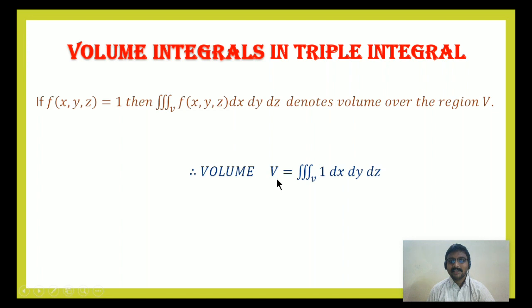So volume V equals the triple integral over the given region V, where the integrand function is 1, dx dy dz. It is the formula to find the volume over the region V.